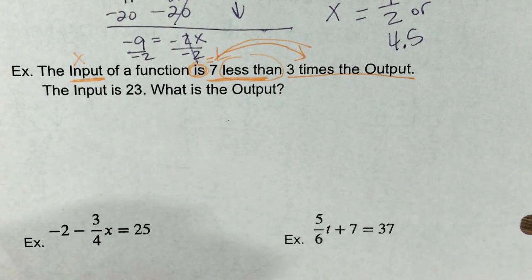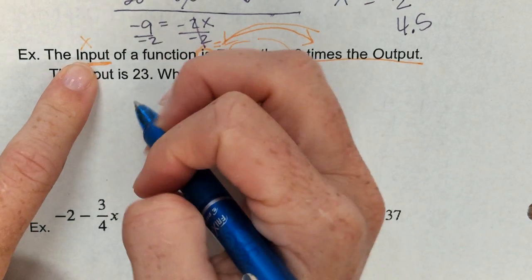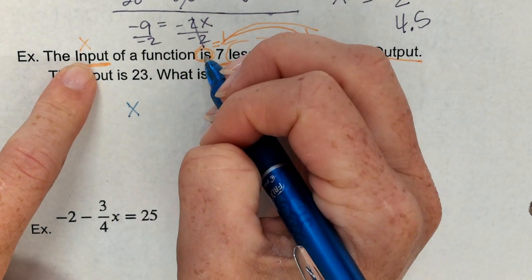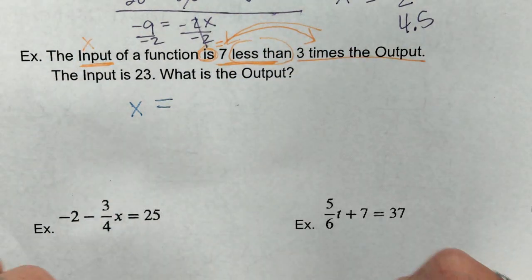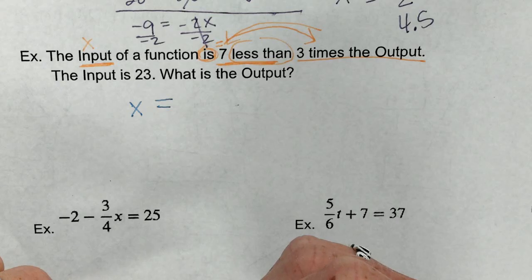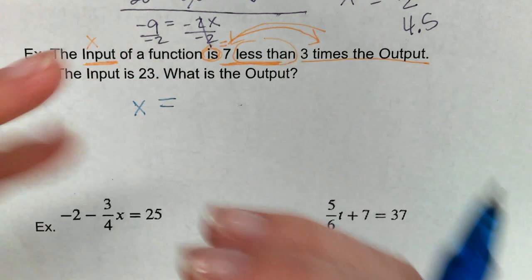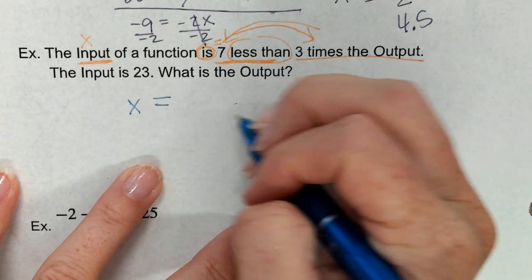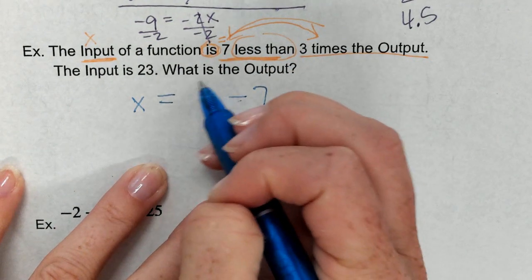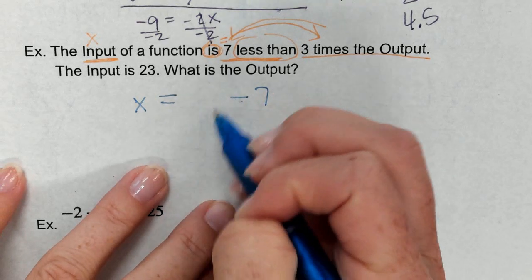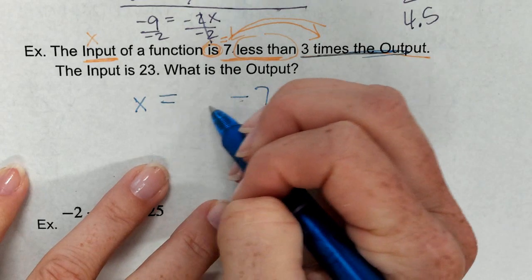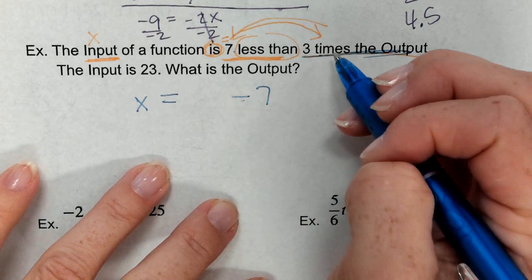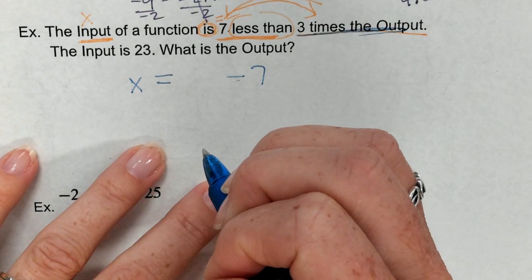All right, let's go write it. It says the input, so what am I going to put? X is equals 7 less than. Don't even tell me what goes in front. Say something minus 7. So notice I left a spot for the something, and the minus 7 goes at the back. This is now going to go in that spot, yes? 3 times the output. 3y.